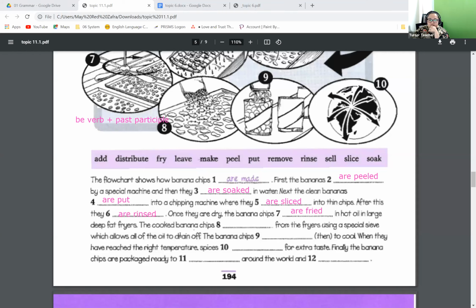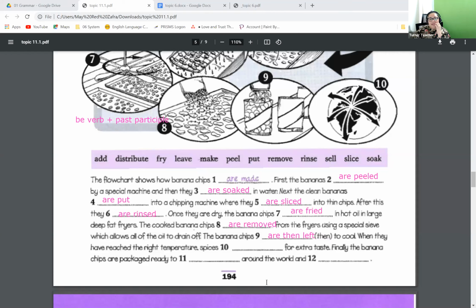The cooked banana chips blank from the fryer using a special sieve. Remove banana chips. Remove. Are removed. Banana chips are removed, which allows all of the oil to drain off. The banana chips blank, then to cool. Are left. Are then left to cool.